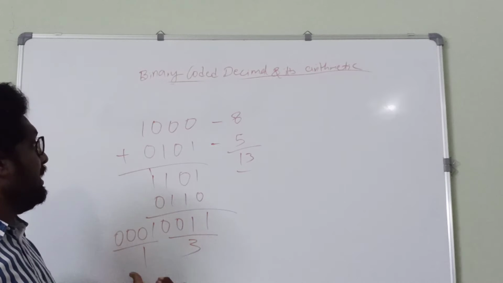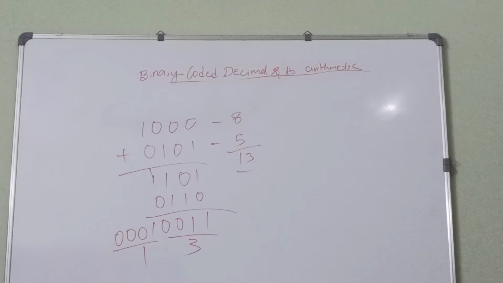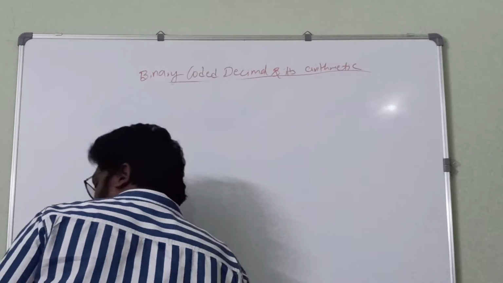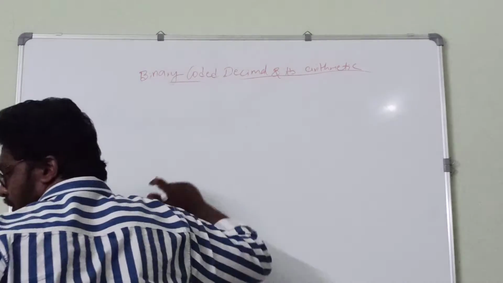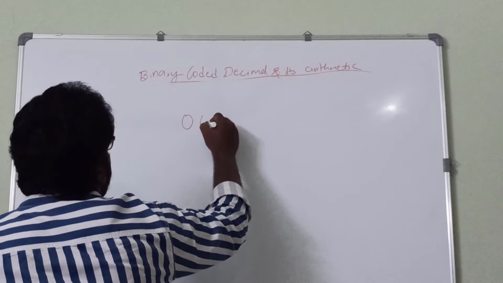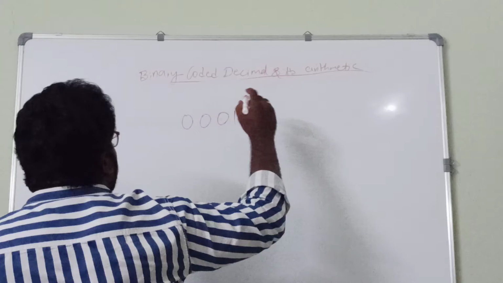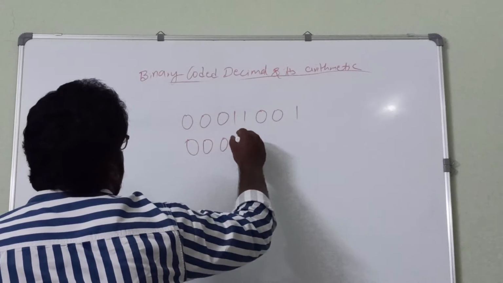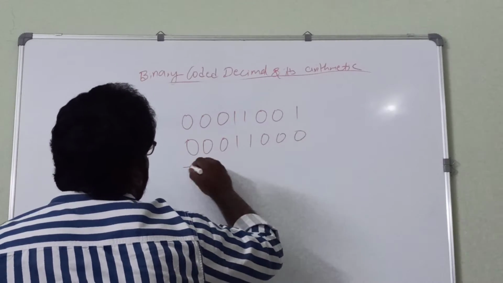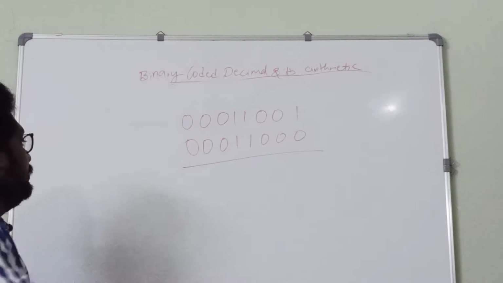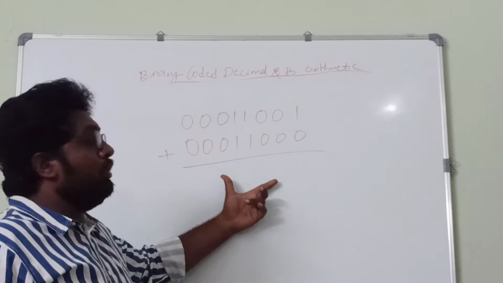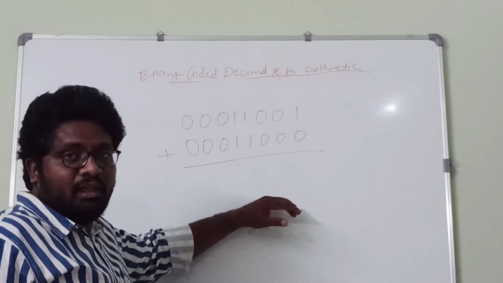So now let us take one more example of it. 0 0 0 1, 1 0 0 1, 0 0 0 1, 1 0 0 0. These are the BCD numbers given, and we need to perform the addition operation for the given BCD numbers.